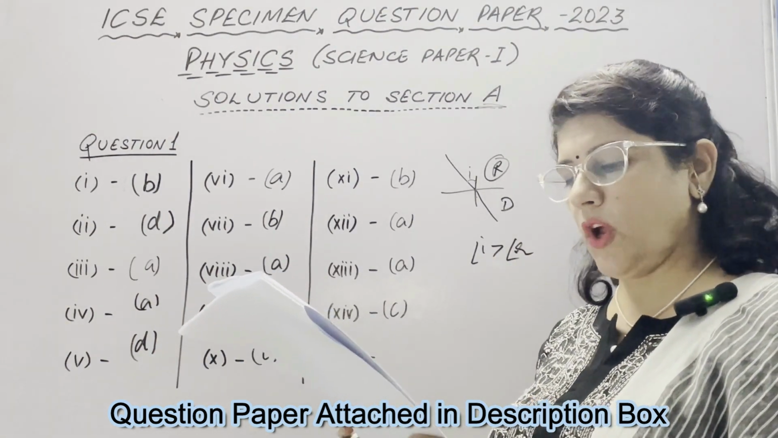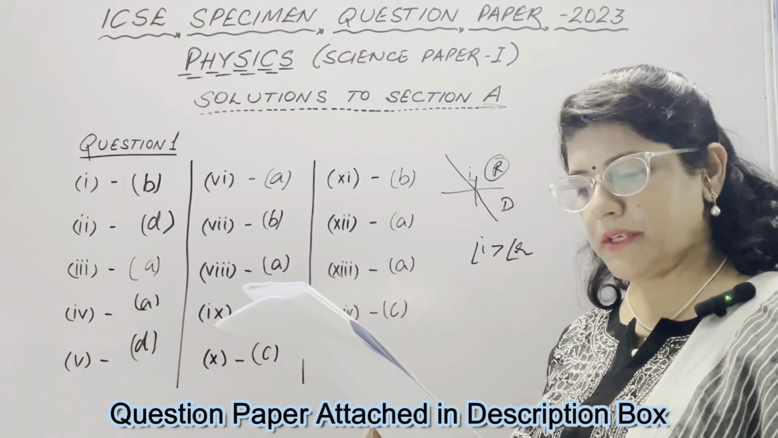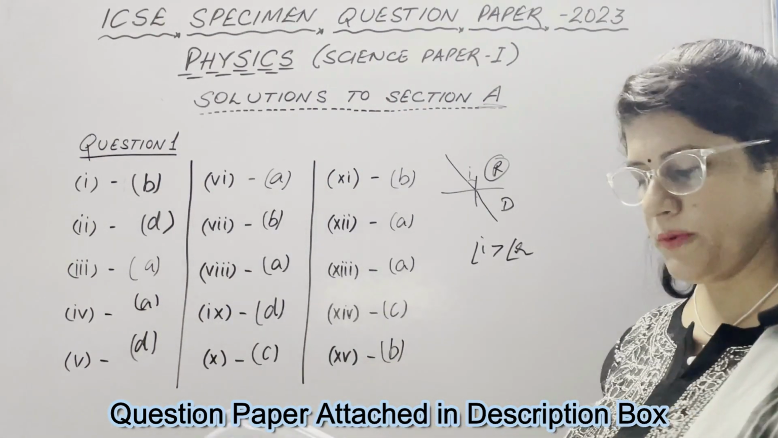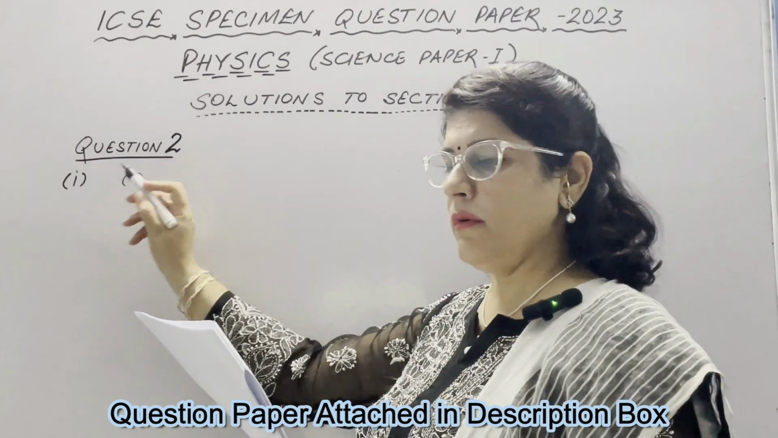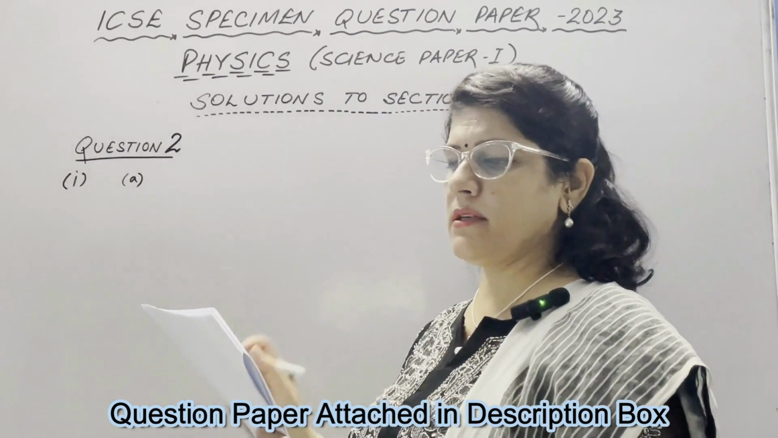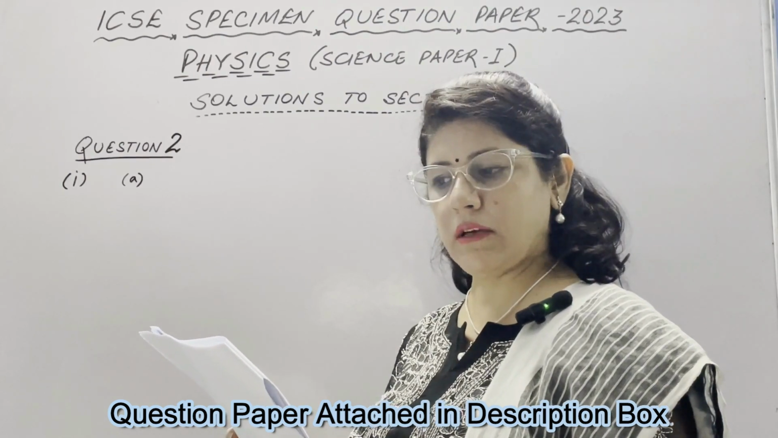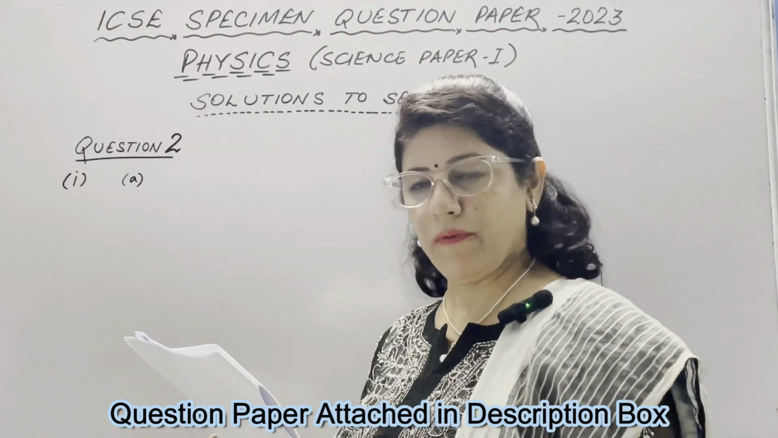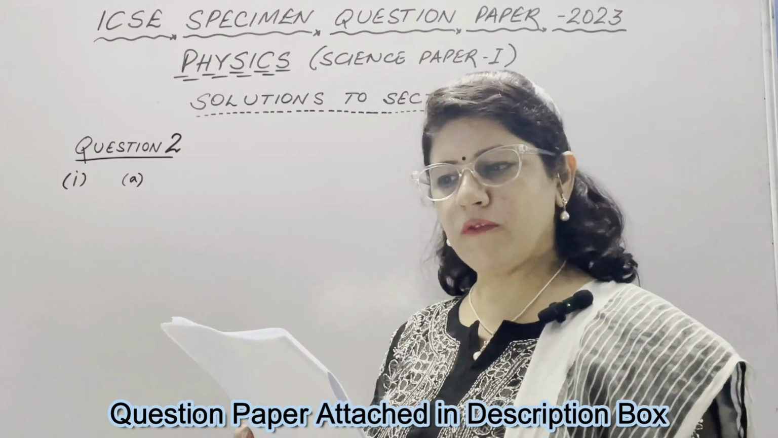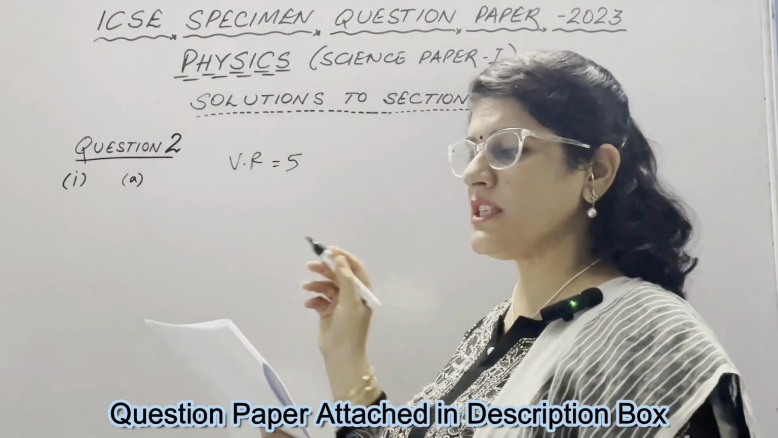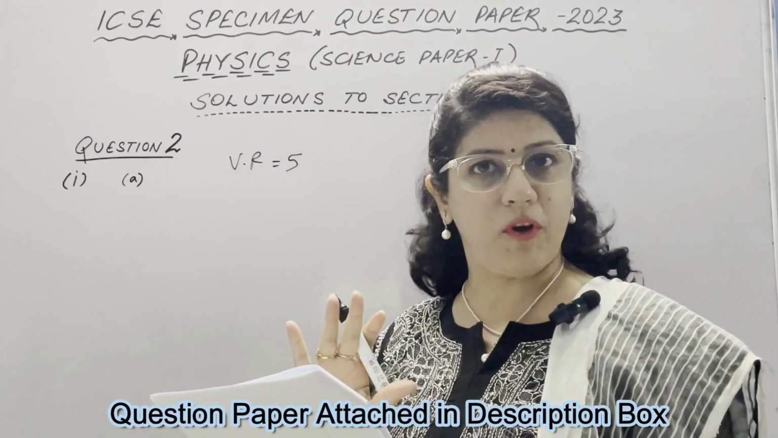In part 15, the phenomenon of light that causes the diamond to glitter is total internal reflection, TIR. B option is correct. In question number 2, part 1, A part is, how many pulleys are there in a movable block of a block and tackle system with velocity ratio 5? In my video, I have already discussed with you that if velocity ratio is 5, it means this block and tackle system has 5 number of pulleys.